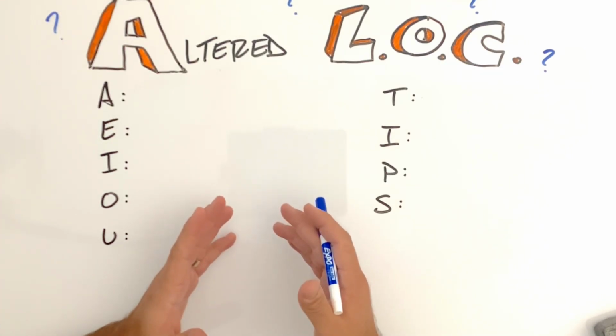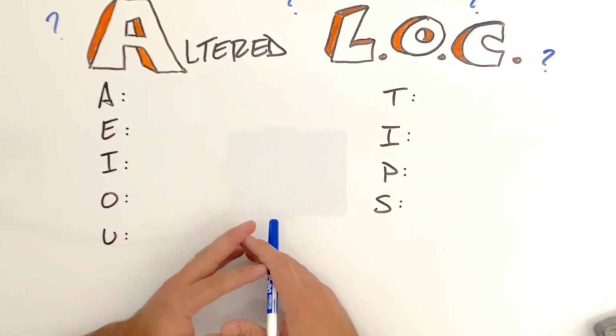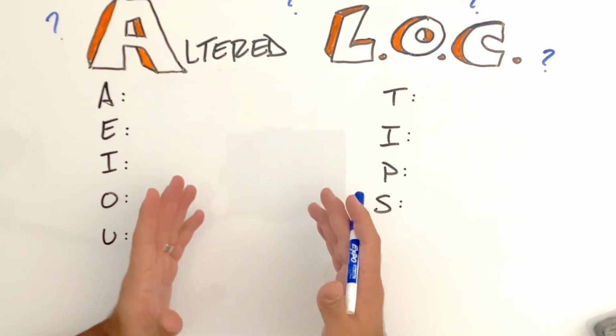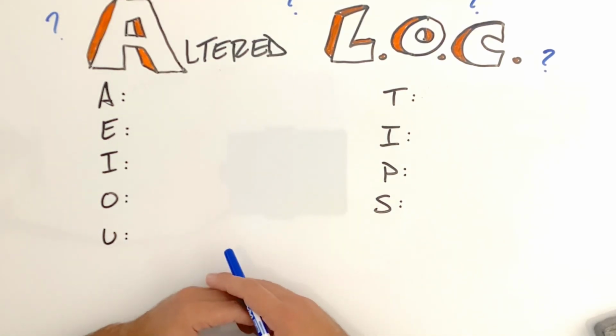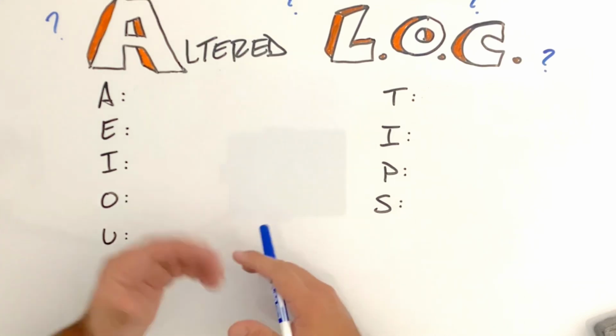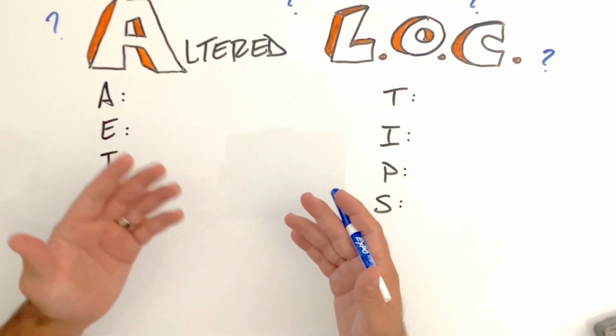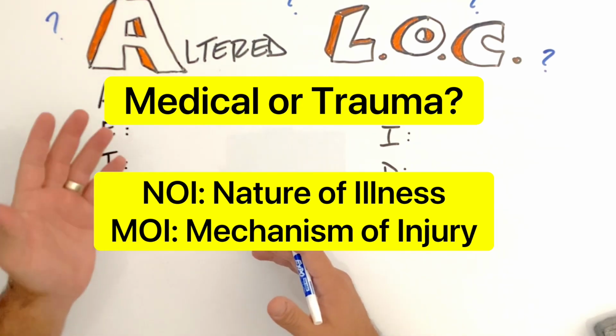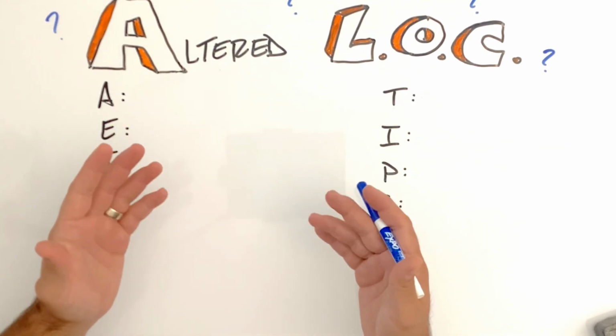Unfortunately, all the time, we're not going to have that ability to ask those questions to somebody that knows that patient. They may be by themselves, and we're just going to have to do an appropriate medical assessment of our patient. First and foremost, we want to start out with medical versus trauma. MOI, NOI. Is this a mechanism of injury or is this a nature of illness?